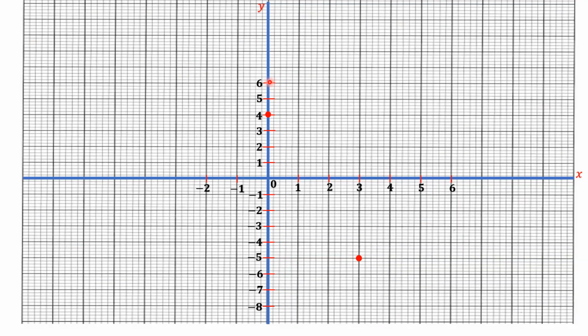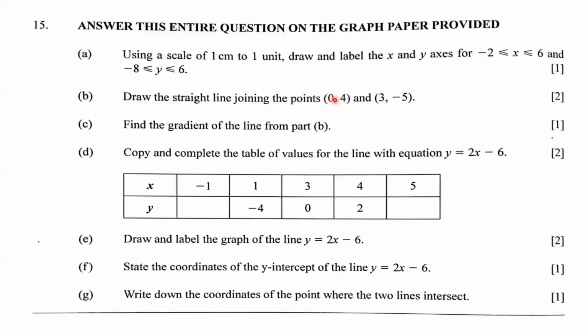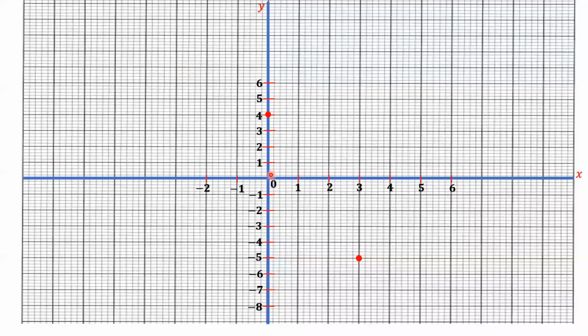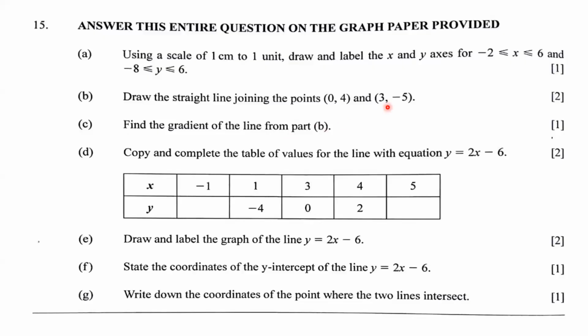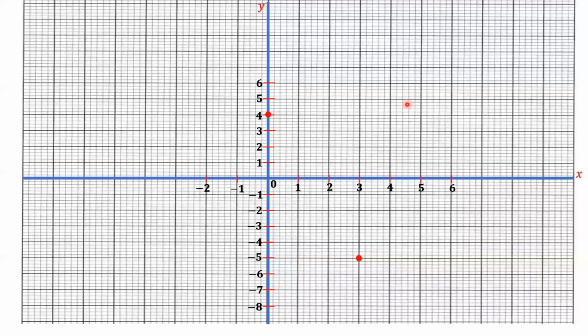Now, what points do we have to plot? We have to plot the point (0, 4), so we go up on the y-axis. This is the point (0, 4) right there. And then the next point is (3, -5). That's the point right there. So now we just have to join those points together and get our straight line. There we go. So (0, 4) and (3, -5). Let's move on to the next question.